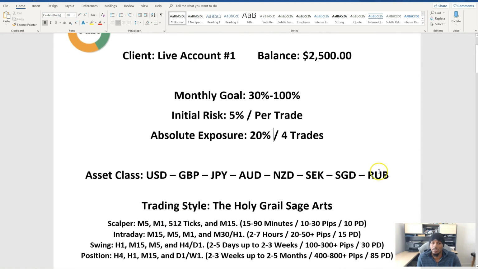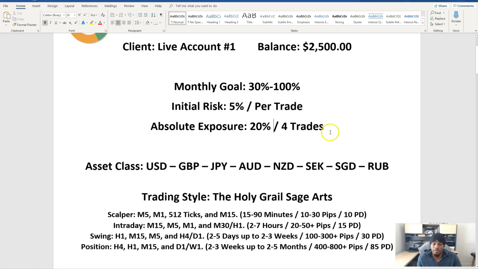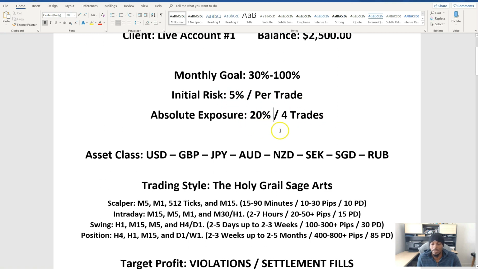So if we can take a look, I'll come in and set a balance for that. I would go through and set a monthly goal average that I'm targeting. I would set the initial risk, which is also my exposure per trade. And then I have an absolute exposure, and that's going to be right around the total trades that I'll actually be trading.